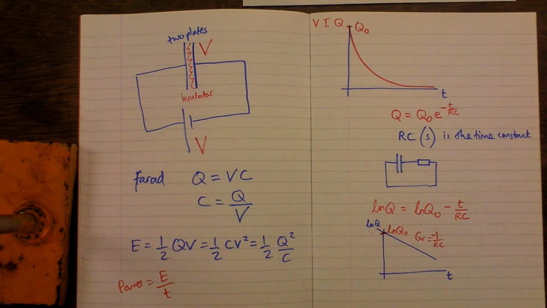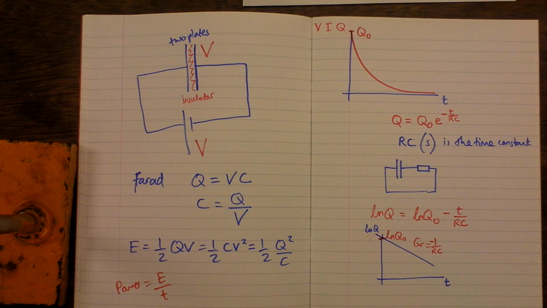It's probably worth adding a minus sign in there. The gradient is minus 1 over RC. So from that I could work out the value of resistance or of capacitance if I knew the other one. Now this equation and this rearrangement is exactly the same for current or for voltage.